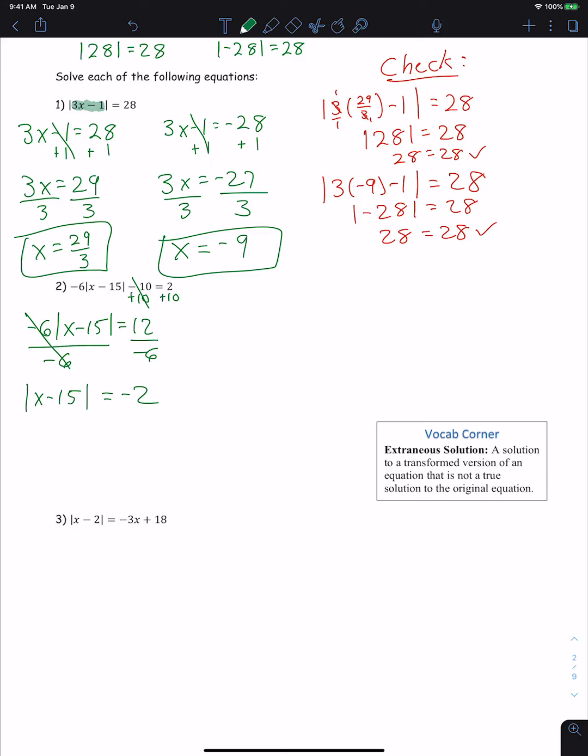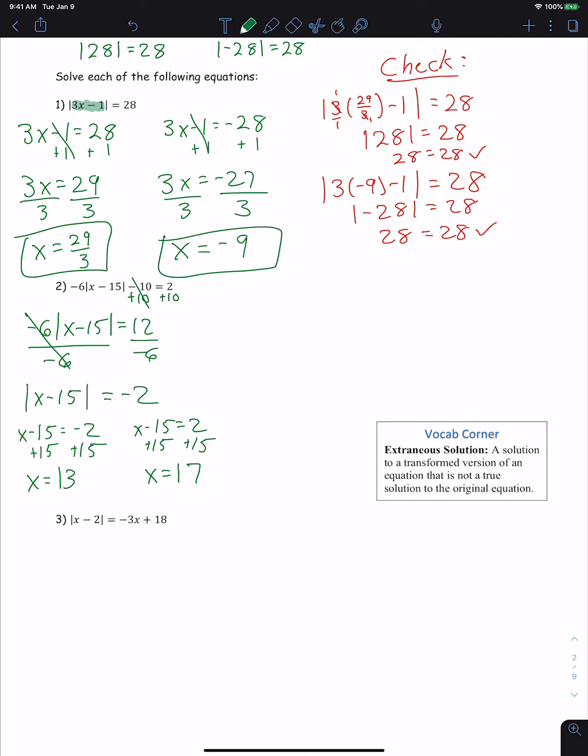From here, we want to do a very similar thing we did to number 1. We would set x minus 15 equal to negative 2, and x minus 15 equal to positive 2. So you set up the two equations, one equaling the positive, one equaling the negative value on the opposite side of the equation, and solve from there. Add 15 on both sides of the equations. You get x equal to 13, and x is equal to 17.